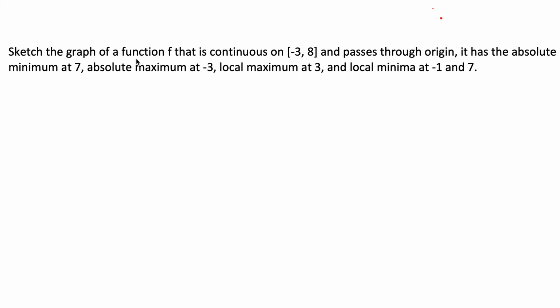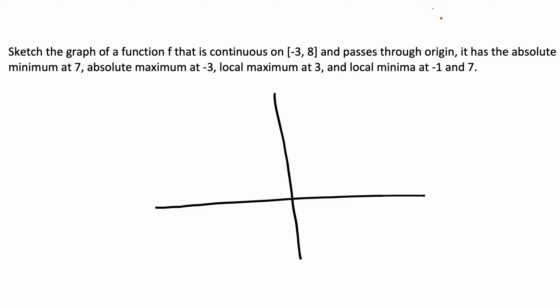Sketch the graph of a function f that is continuous on -3 through 8. So let's make axes here, and we are just focused on -3 through 8, somewhere 8, maybe this is 4. Okay, and continuous means the graph should not have any jumps here, -3 through 8.